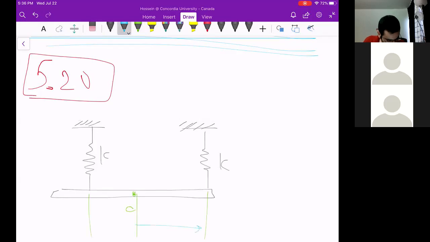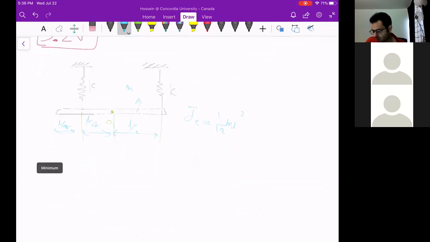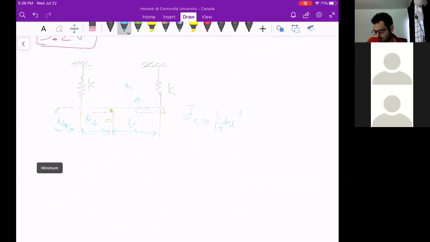This is L over 2. This is L over 4, and this is L over 4. JC is given, basically mass moment of inertia 1 over 12 ml squared is given to you, and m is the mass of this beam. So choose coordinates x for the displacement of C and theta clockwise for the rotation of the uniform bar shown here, and determine natural frequency and mode shape.